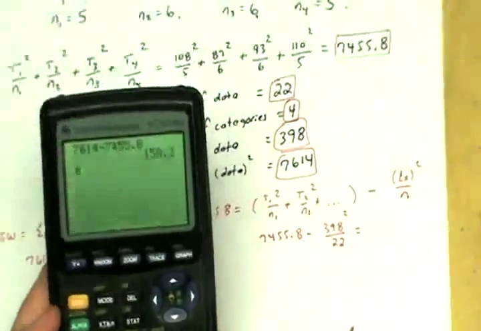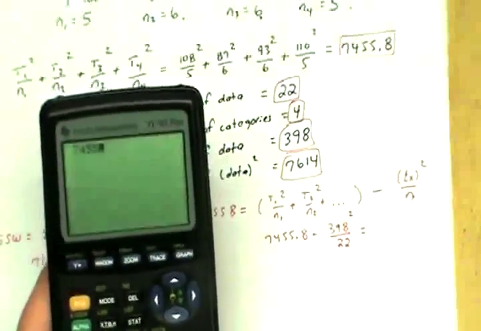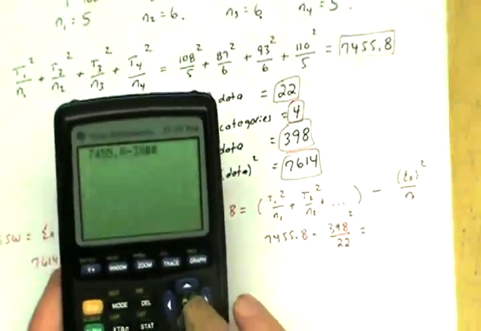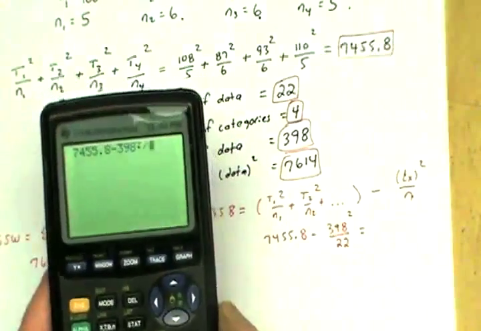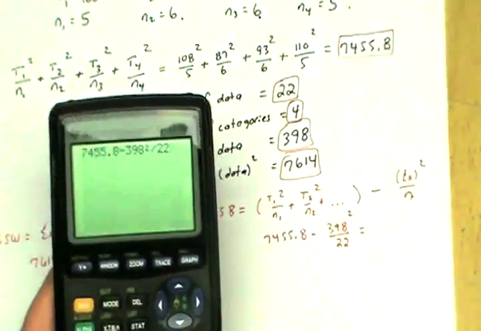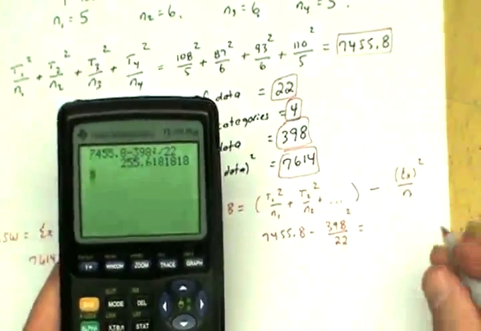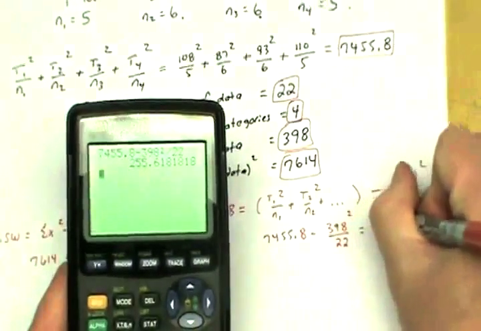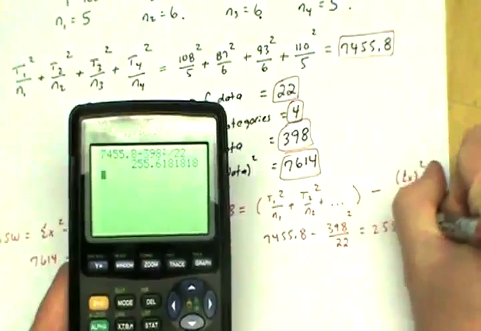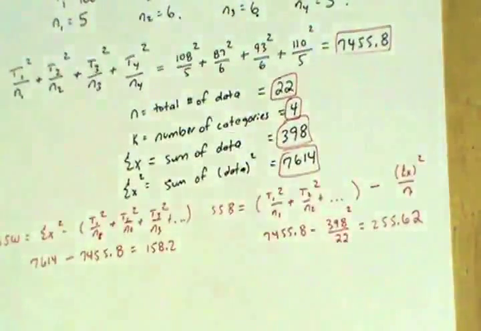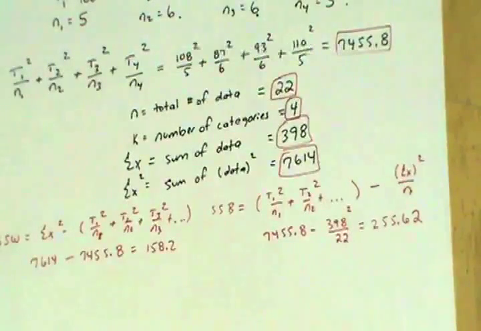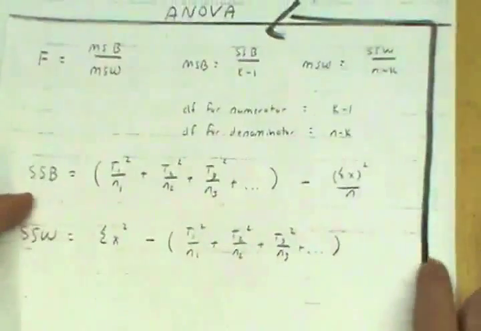So 7455.8 minus 398 squared divided by 22 gives 255.62. Following our formula sheet, we did the bottom two following the arrow.